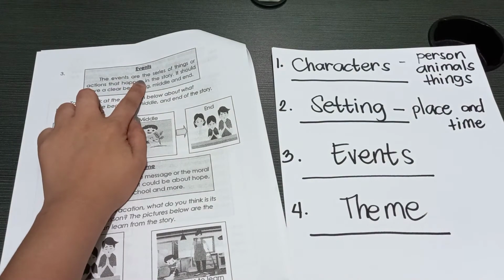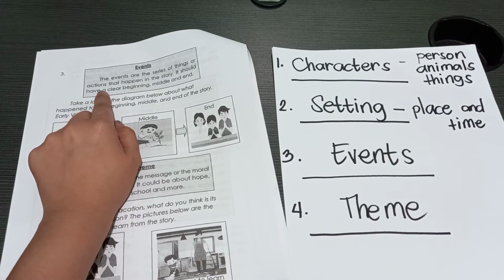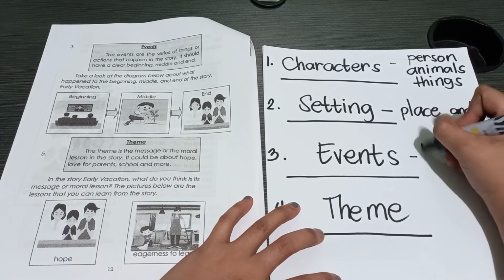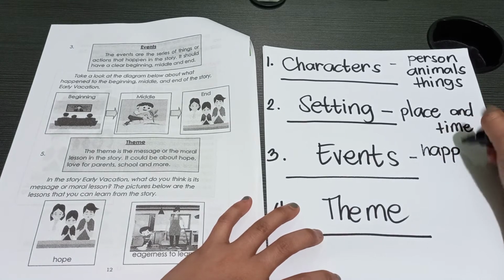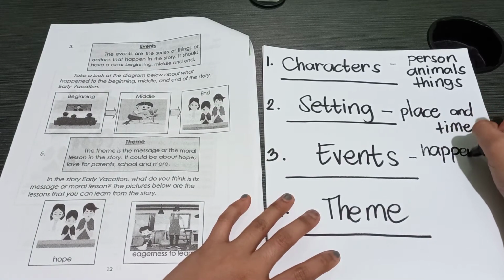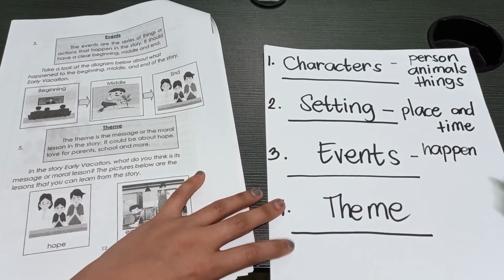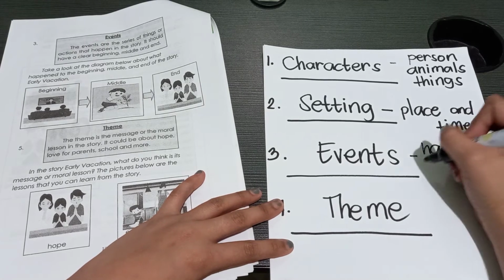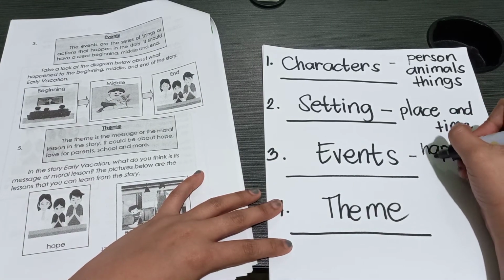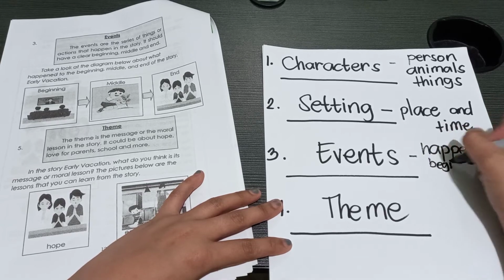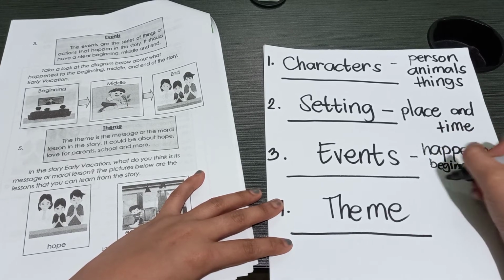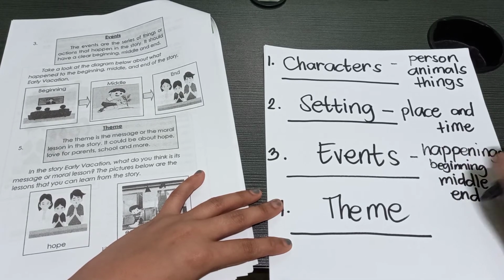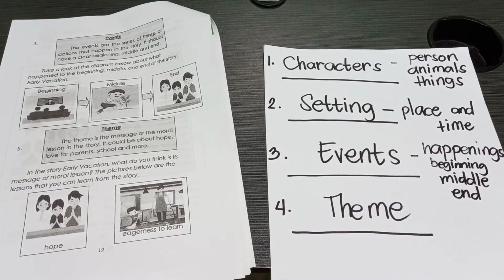Events. Events are the series of things or actions that happen in the story. So, events are the happenings in the story. So, what happens? It has a beginning. So good. It has a middle. Then, end. Okay?